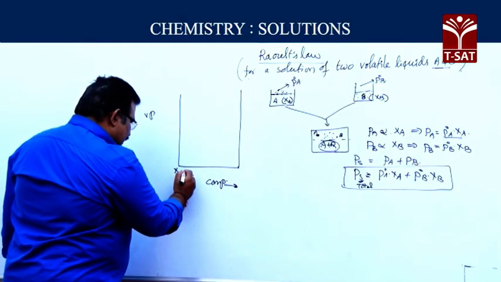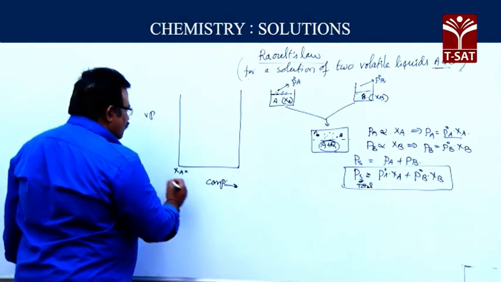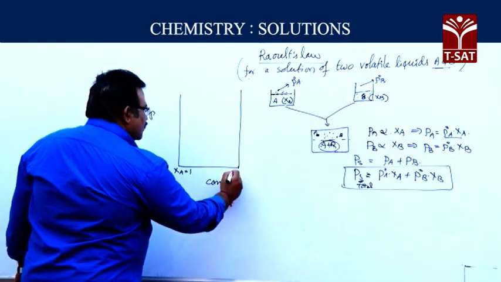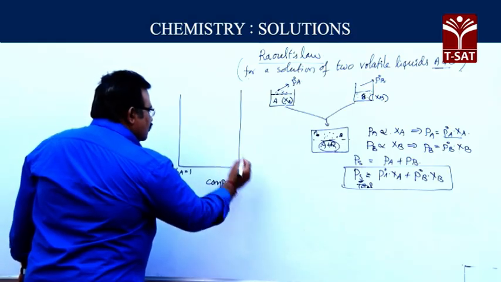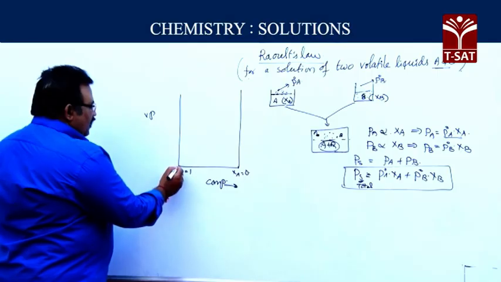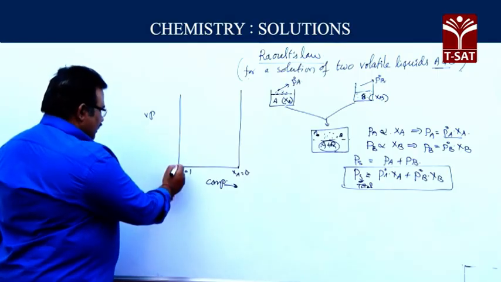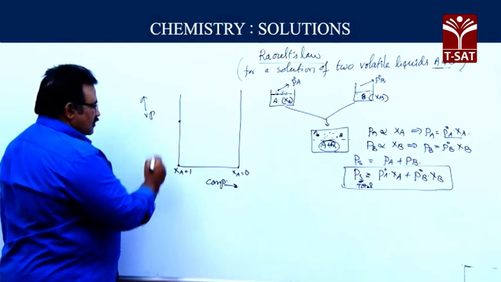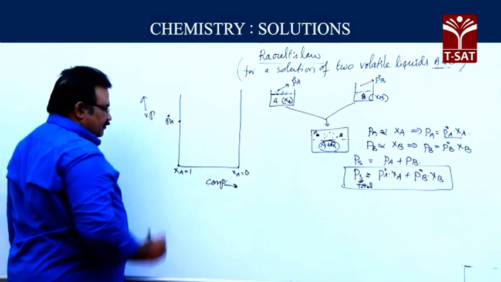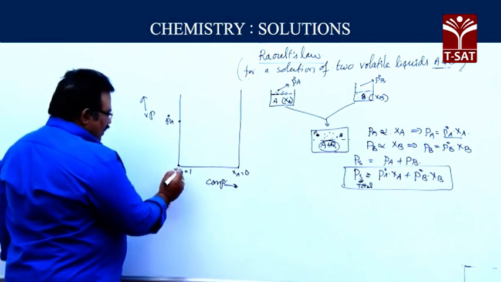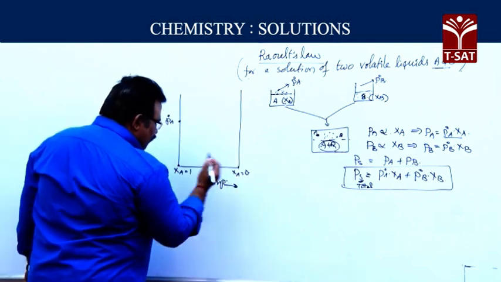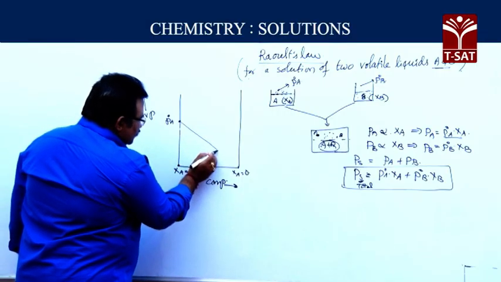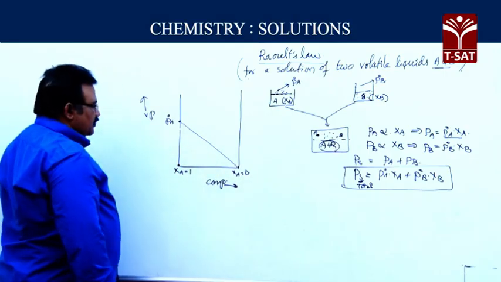Composition of first component: mole fraction of first component A is 1 here, and XB is equal to 0. If only one component is present, its vapor pressure is taken as P0A. As the mole fraction of that component in the solution decreases, its vapor pressure also decreases in this direction.